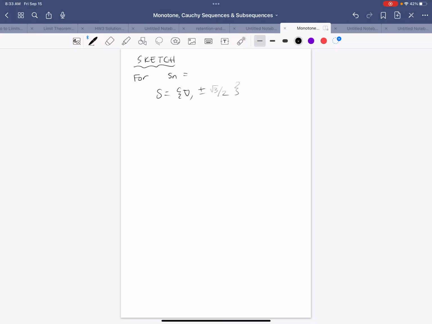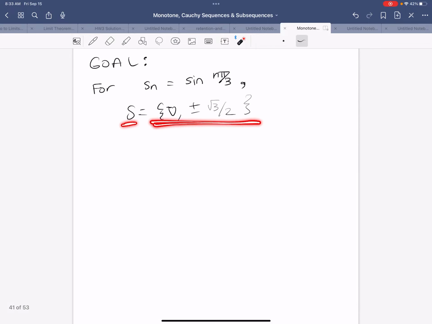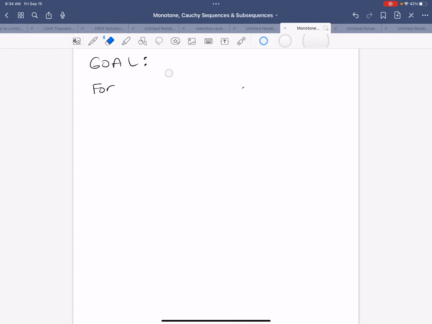For Sn equals, what was it, sine of n pi over 3. So this will be the goal. And remember, how do we prove S is equal to this set? How do we prove two sets are equal? First, we would say... so sorry, give me a minute here. Let me just rewrite this.